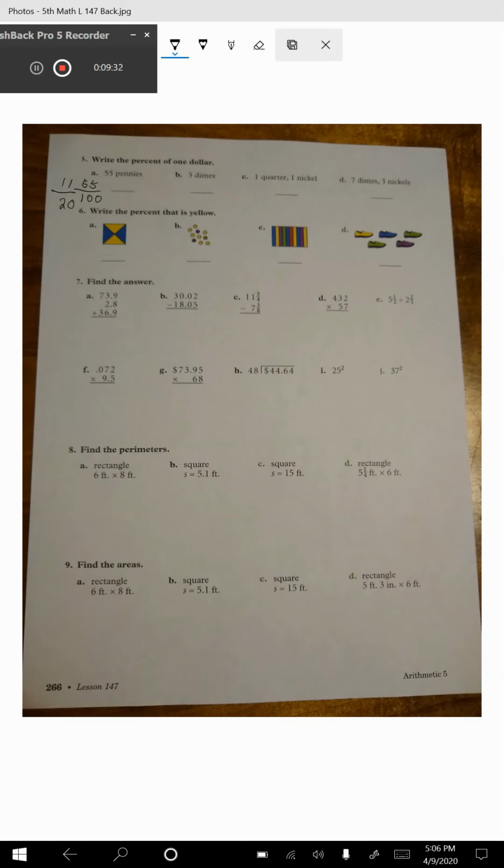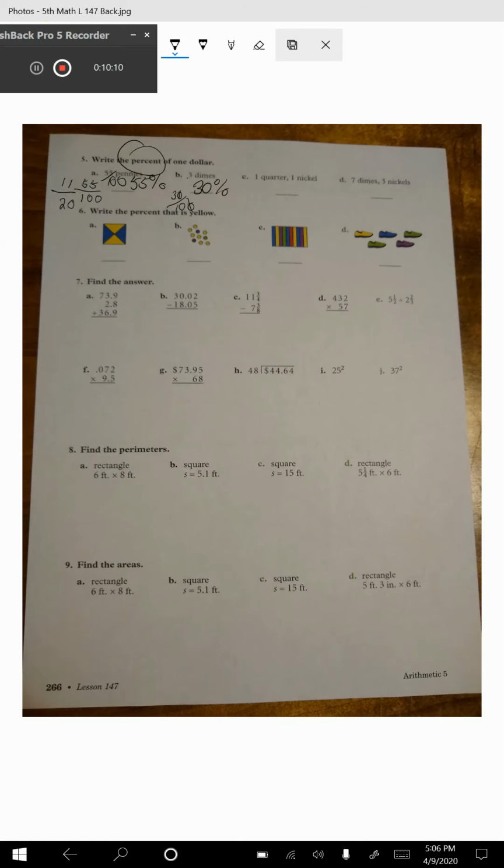That's 11 over 20. Now, if we want to find the percent, I don't think we even have to do anything. Let me just, I was going to divide. Oh my goodness, we don't have to do all that. Because just think about it, it's 55 out of 100, right? So that would make it 55%. I made it harder than it needs to be. So for instance, this is 3 dimes. That's 30 out of 100, which reduces, you can see, and it's 30%.